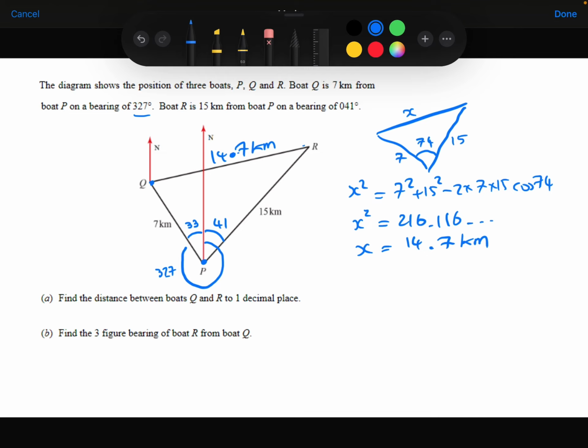Part B. We're then told to find the three-figure bearing of boat R from boat Q. So where's that on my diagram? So the three-figure bearing of boat R from boat Q, so from here. So again, from Q to R, so we want the bearing at Q, which is the angle measured clockwise from north. So we want that angle there.